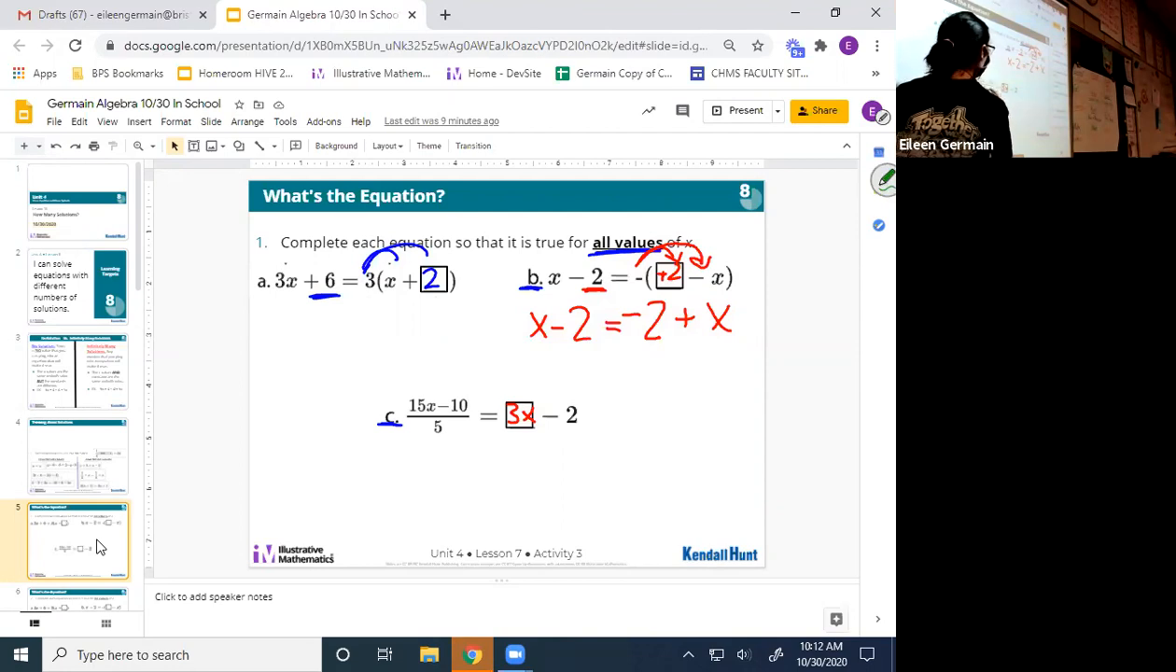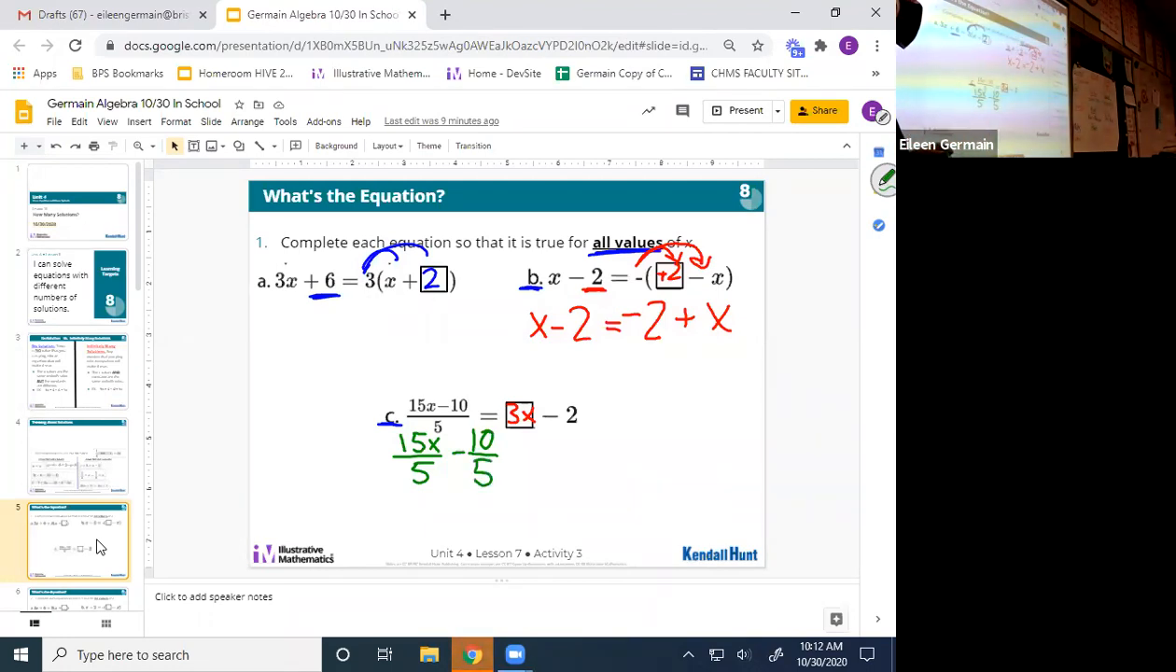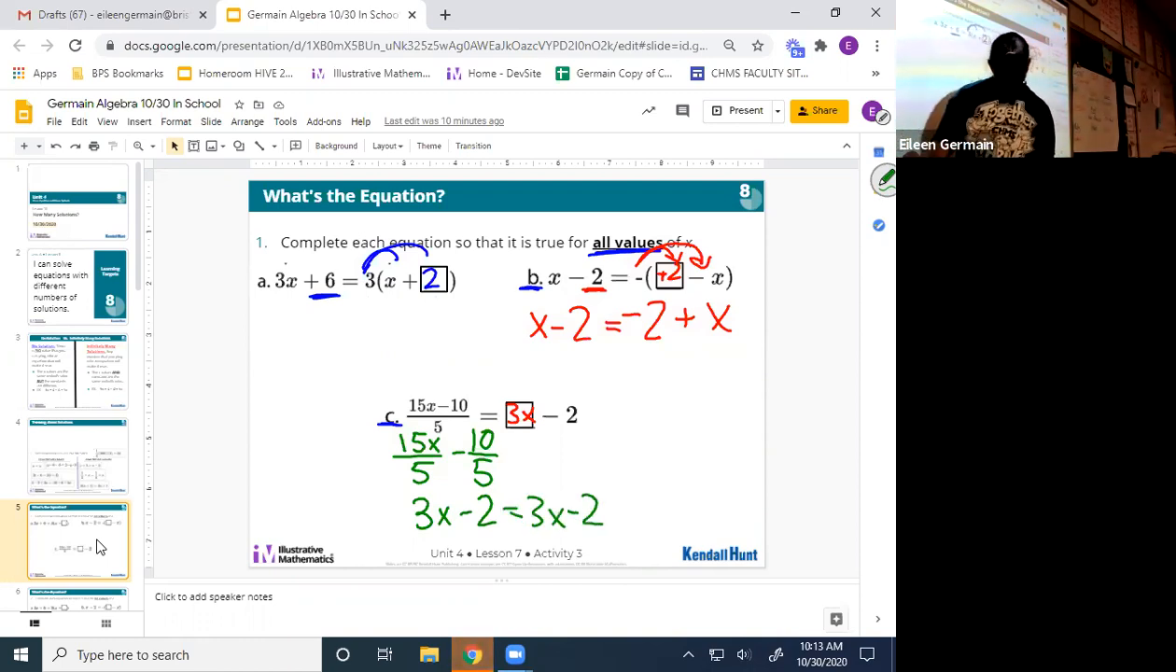Yep, so you would divide each of the pieces by the 5. So we could say 15x divided by 5 minus 10 divided by 5. And we can simplify that to, what would it simplify to? 3x minus 2. Because we divide 15 by 5, we get 3x. We get negative 10 divided by 5, we get negative 2, which is equal to 3x minus 2. Does that make sense, guys?